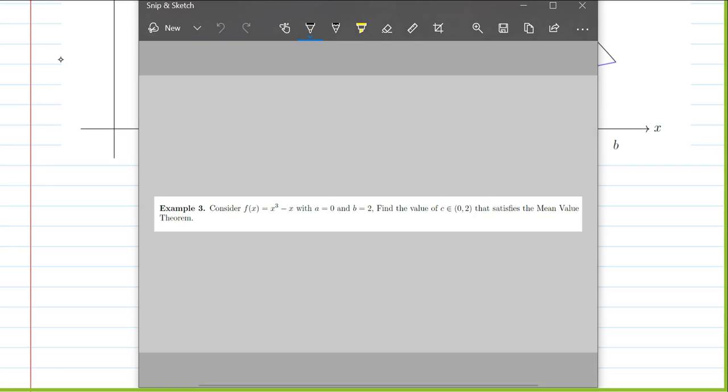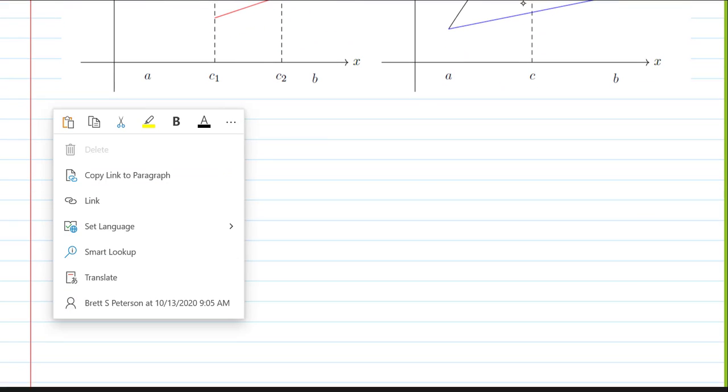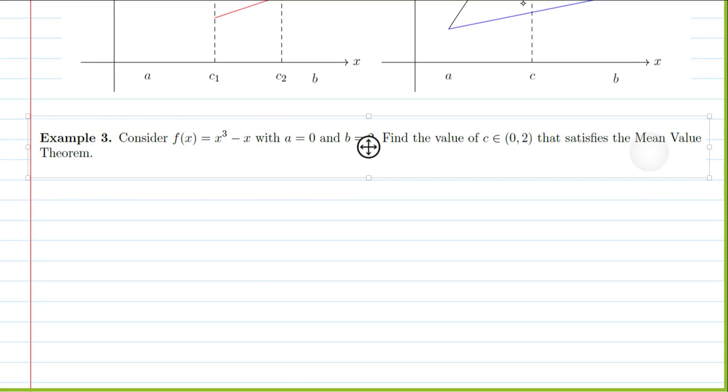So let's take a look at example number 3. Consider f of x equals x cubed minus x with a equals 0 and b equals 2. Find the value of c in the interval (0, 2) that satisfies the mean value theorem. All right, so first thing we're going to need to do is find our derivative, and find our slope, right?